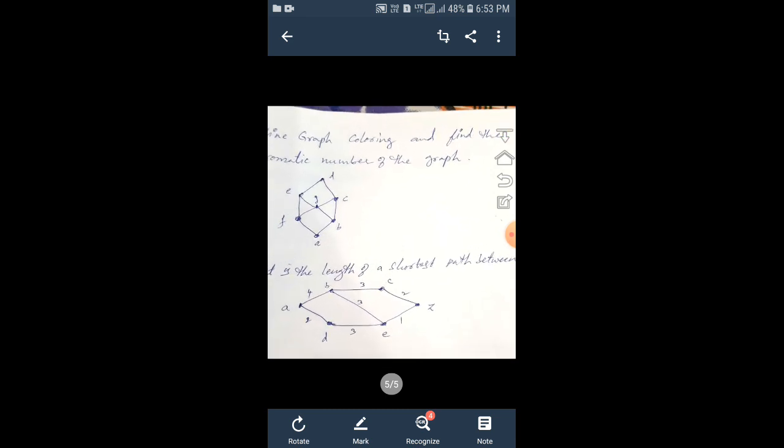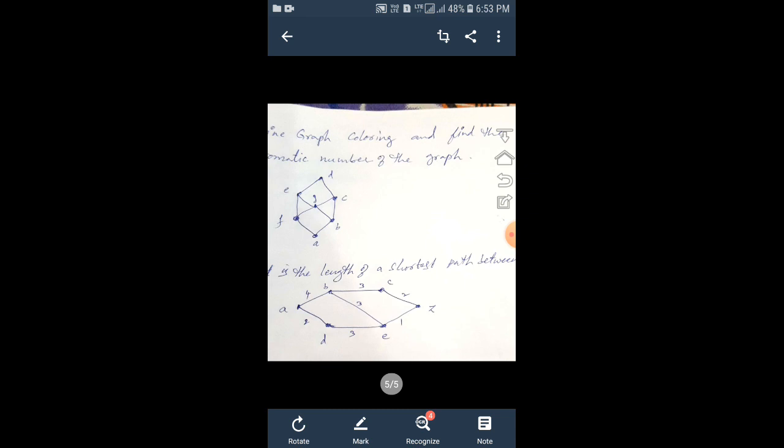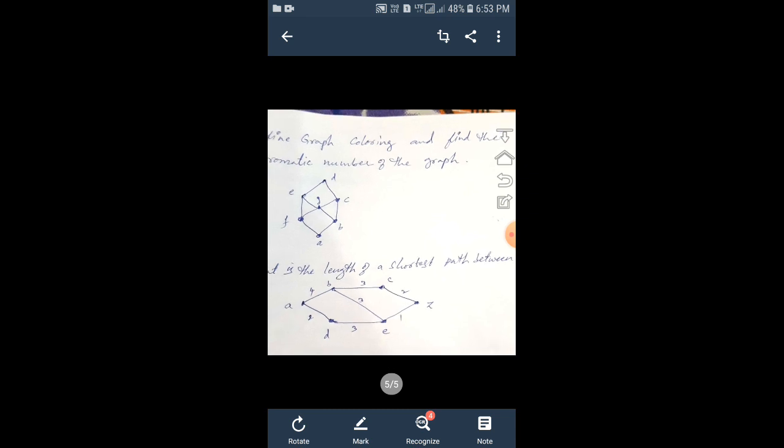Next, eighth question: what is the length of the shortest path from the vertex A to Z? You can observe the graph, A and Z vertices are there. You have to find the shortest path, where each edge has a weight given, so you have to find the shortest route between A and Z. All these are the 8 questions you have to submit on 9/5/2020 up to 5 p.m. Thank you.